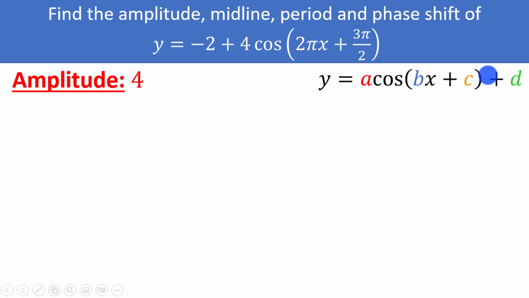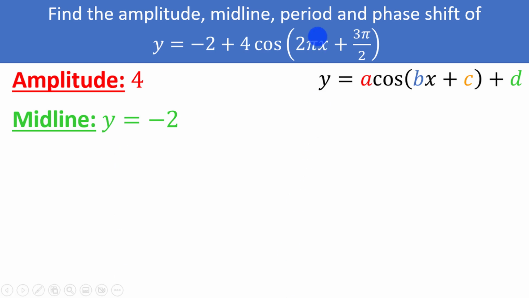The midline relates to the value d that is either being added or subtracted from the function. Don't be confused here, we still have a value for d even though it's not in the proper spot in the general form of the transformed cosine function. D is this value right here, -2, that is being subtracted from the entire function. So that means our midline is at y is equal to -2. This entire function is shifted 2 units down. So that means that we will be oscillating 4 units above and below our midline of y equals -2.